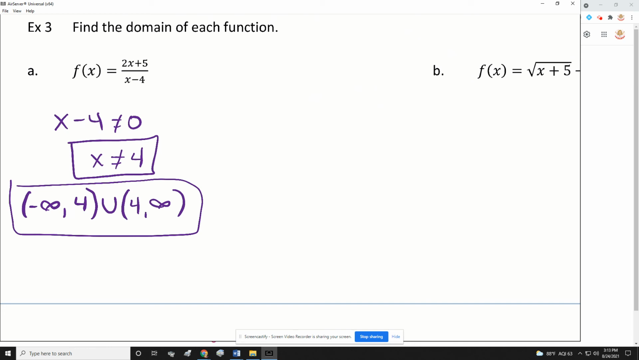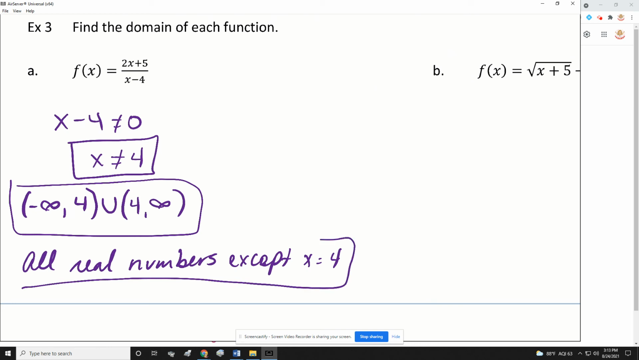And then sometimes you might need to write it in words. And so in words, this would be all real numbers except x equals 4. So every one of those describes the domain, and you will need to be able to do all of those representations.